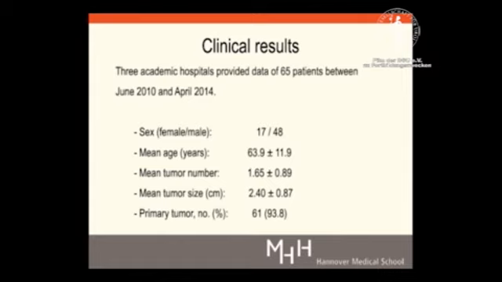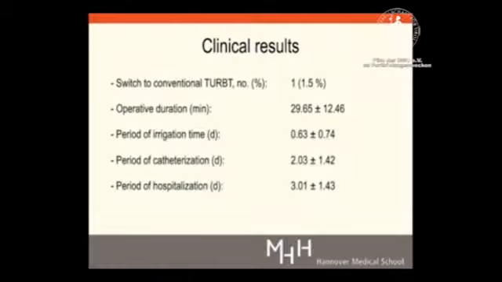61 patients were diagnosed with primary bladder cancer. One operation had to be switched to conventional TURBT due to tumor localization. The tumor was located at the bladder neck. The average operation time was 29 minutes. Bladder irrigation was necessary for less than 1 day in most cases. The average duration of catheterization was 2 days, and the length of hospitalization was 3 days on average.